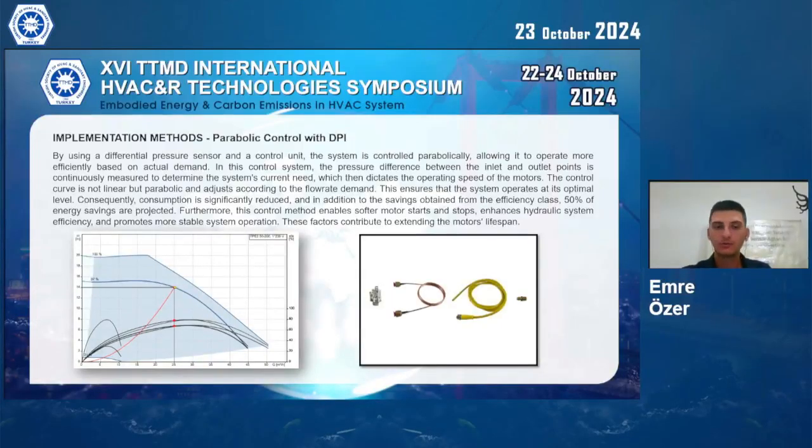The control curve is not linear, but parabolic, and adjusts according to the flow rate demand, what the system needs at the time. And this ensures that the system operates at optimal levels. Consequently, consumption is significantly reduced, and in addition to the saving obtained from the efficiency class, 50% of energy savings are projected.